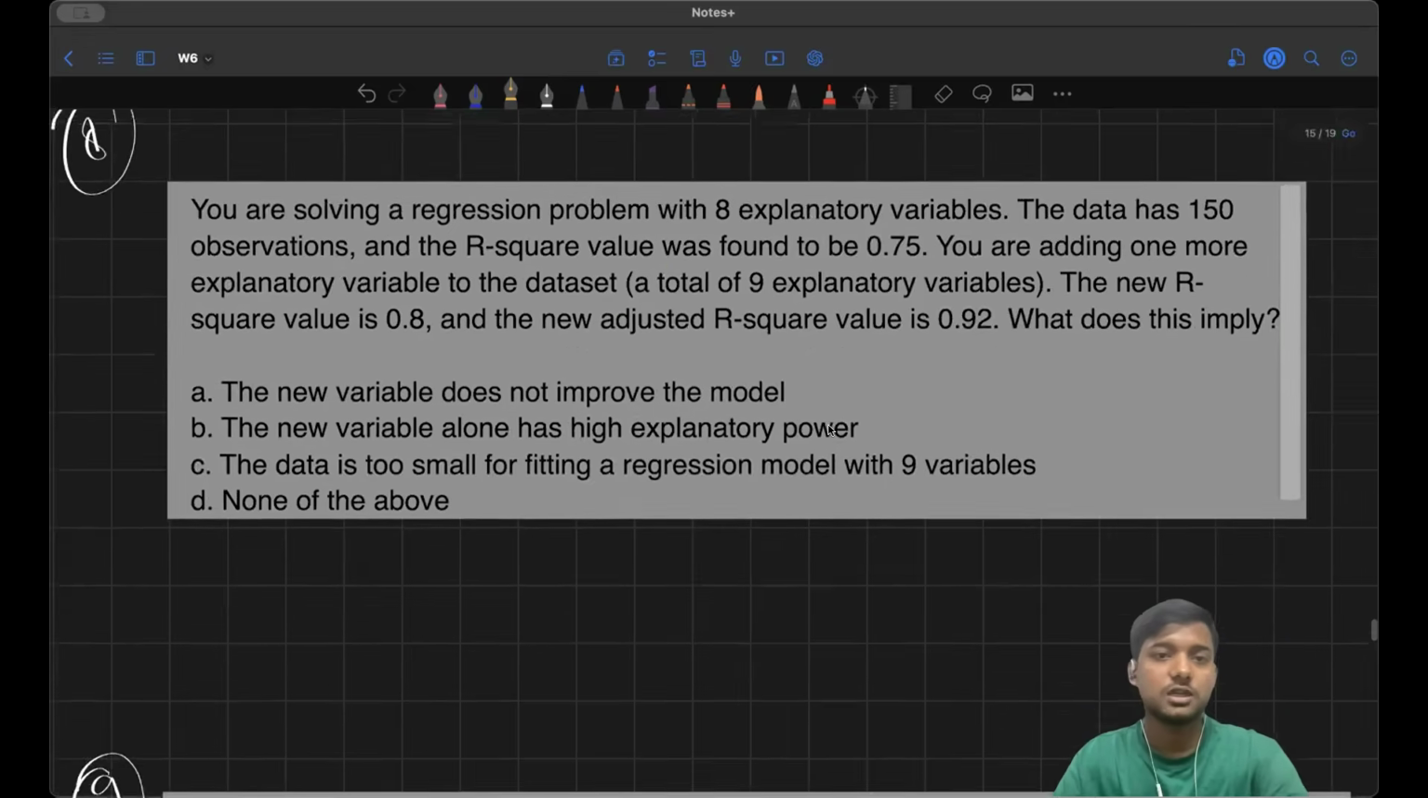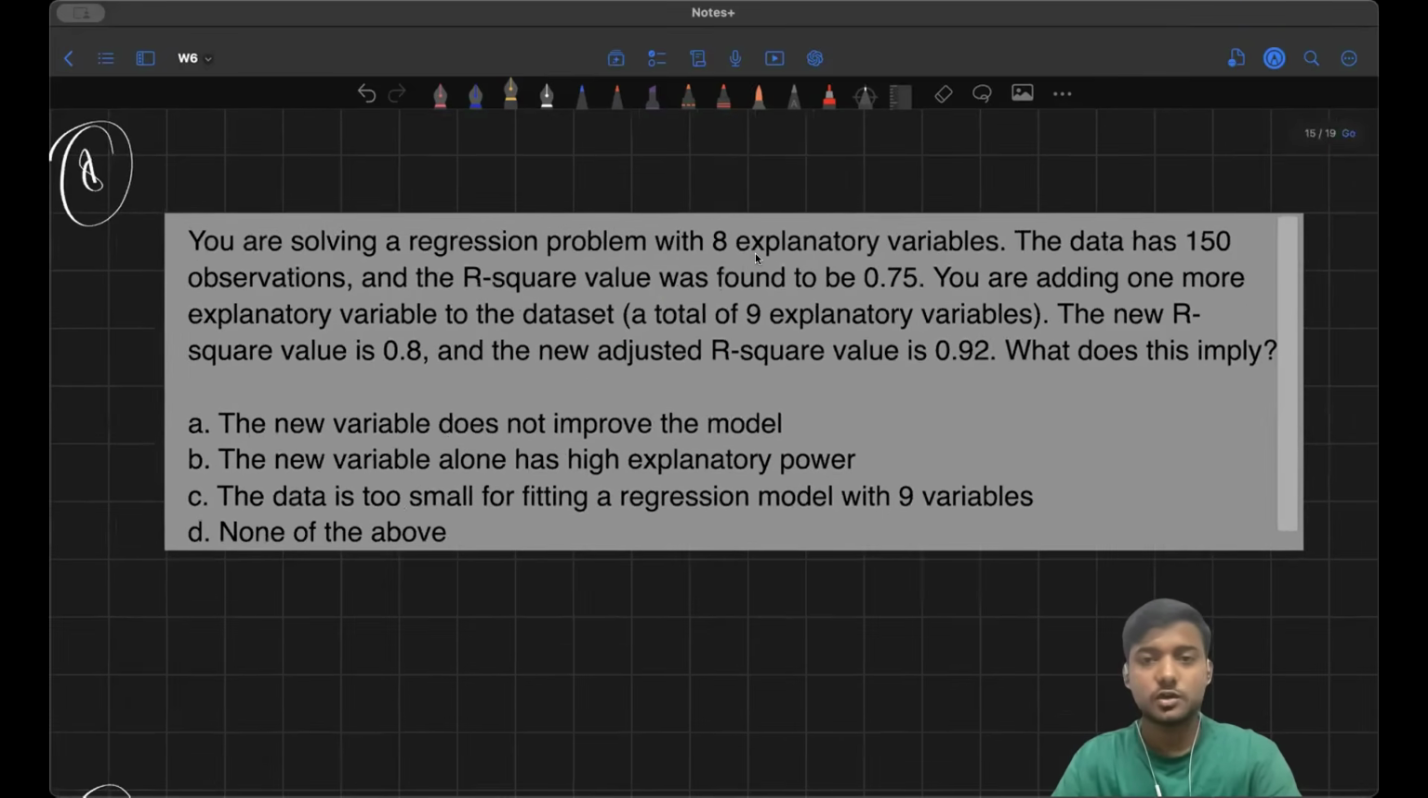Now this is the 8th question. You are solving a regression problem with 8 explanatory variables. The data has 150 observations. Okay, so we have 150 observations. R square value is found to be 0.75. You are adding one more explanatory variable to the data set. Okay, so we had 150 data points and the R square was 0.75. Then we added one more variable. Now we have total of 9 explanatory variables. New R square value is 0.8. New adjusted R square is 0.92.